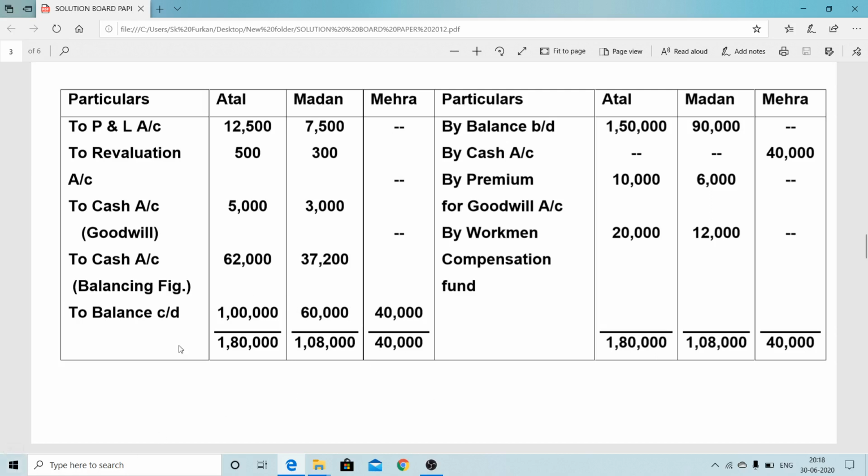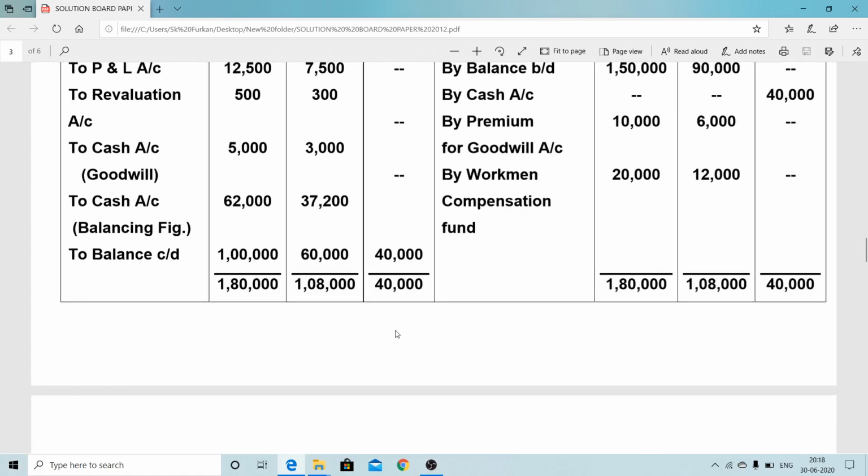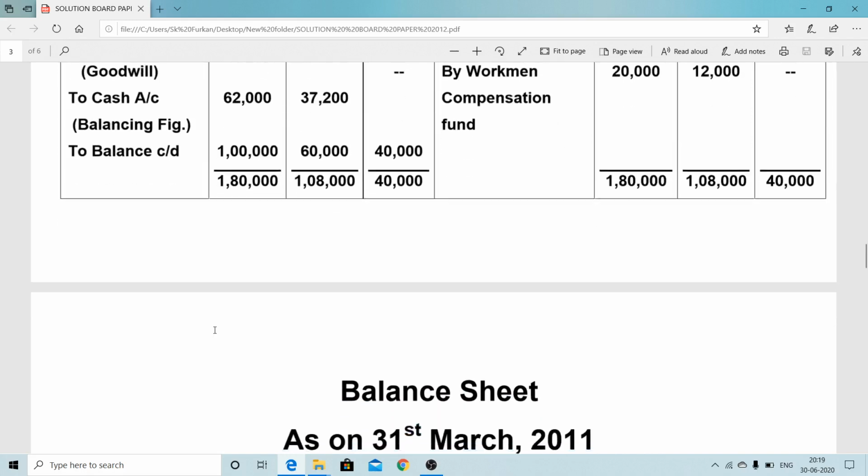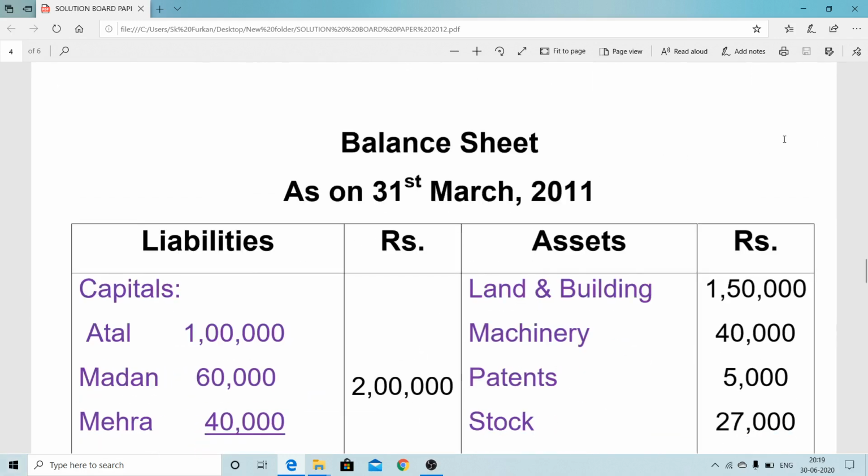So that way, or if you want, we can make one more working directly, like adjusted combined capital. After that, the new capital and the old capital adjustment difference will be withdrawn, or the difference has to be brought in. So I have already shown so many methods. Whichever method you feel is easy, you can use that method. So in this case we use this method. Now we will come to the new revised balance sheet after admission of the new partner.